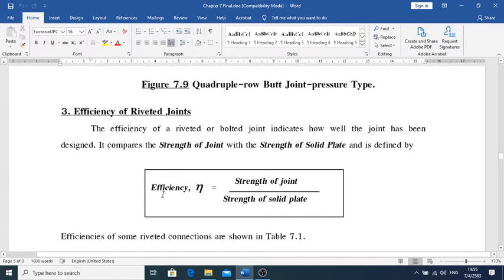And then we're going to talk about the efficiency, okay, the strength of the joint and the strength of the solid plate. Solid plate means we just make some kind of reference with the strength of a solid plate. Solid plate means we don't have any holes at all. We just refer to that anyway.